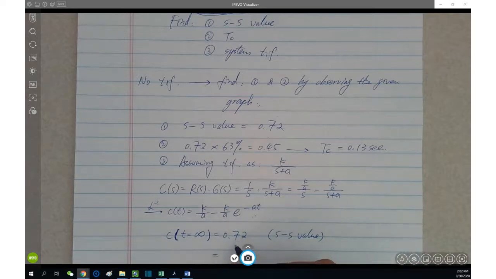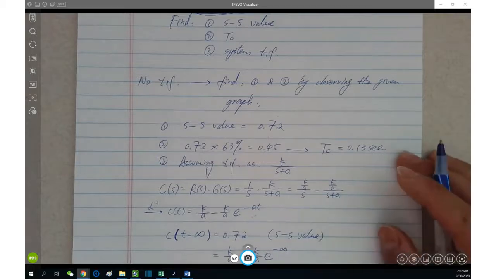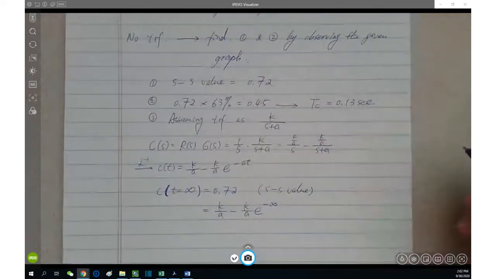So 0.72 equals K over A minus K over A times e to the negative infinity. This is nothing but one equation. One equation, how many unknowns?